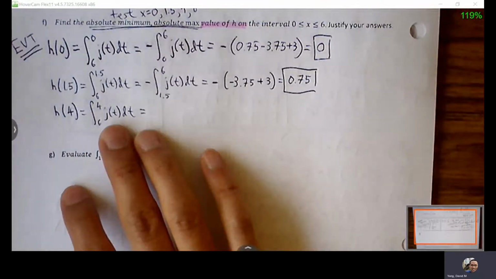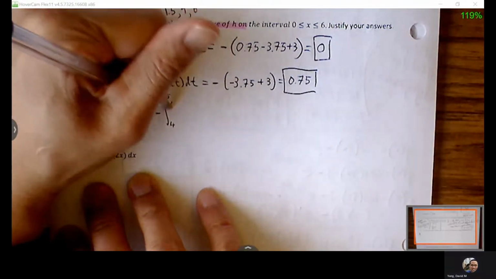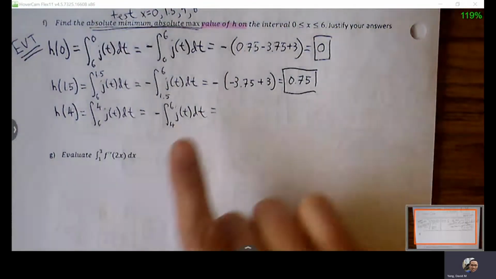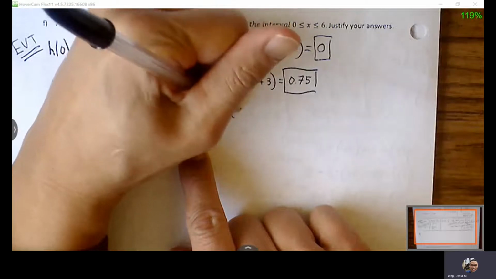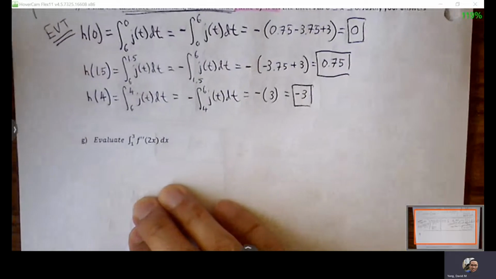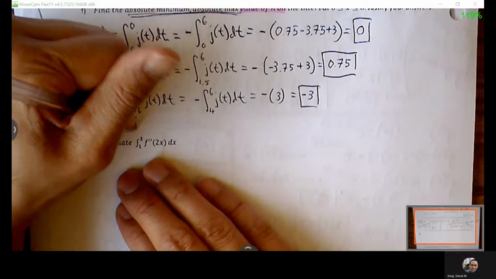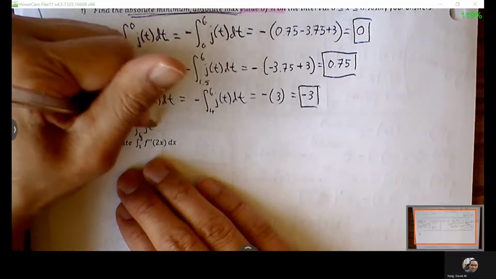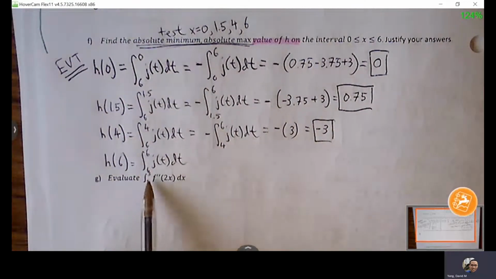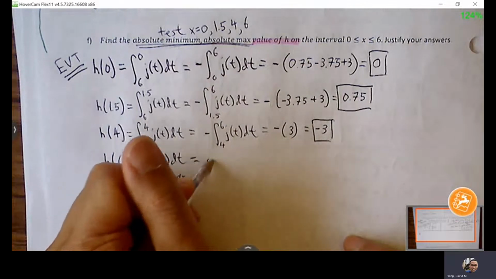Okay. This is also out of order. I'm also going to change the sign and flip the bounds. 4 to 6 is just the last triangle, which we know is 3, with a negative in front, so negative 3. And then H of 6. Okay. H of 6 is just from 6 to 6. If the bounds are the same, then the area is always going to be what? 0, yeah.